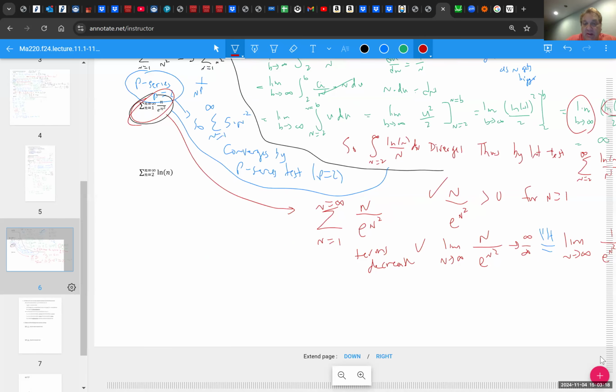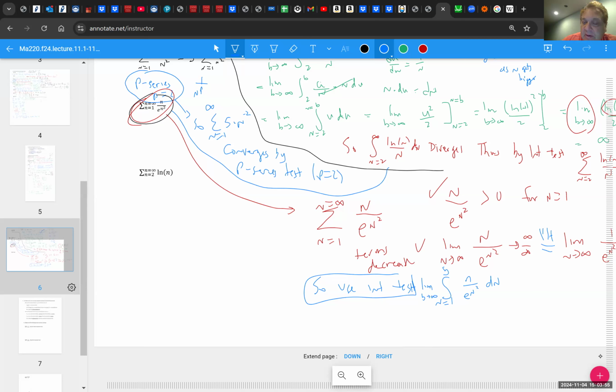So let me see if I can just make any sense of this. So we use the integral test. And if you want to practice your integration, this would be a good one to practice on. We're going to do the integral of n over e to the n squared dn from n equals 1 to infinity, but we can't really put infinity up there, so we'll put a b, and we'll do the limit as b goes to infinity.